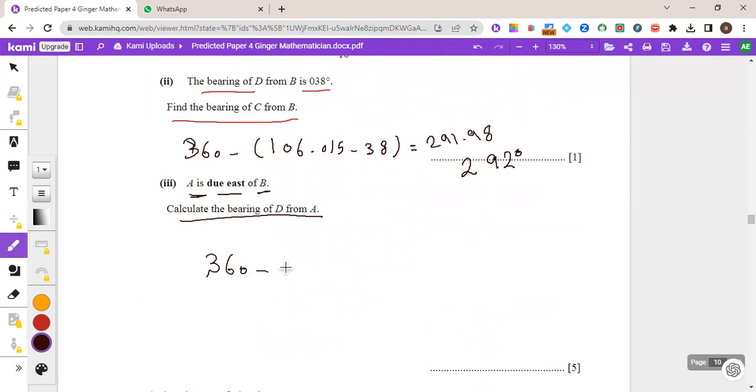360 minus 90 minus 40.036. So what is the angle? 310.036.